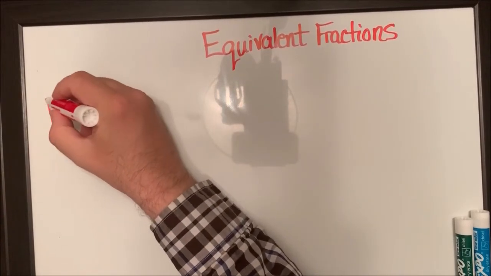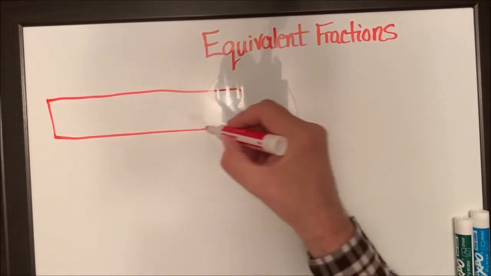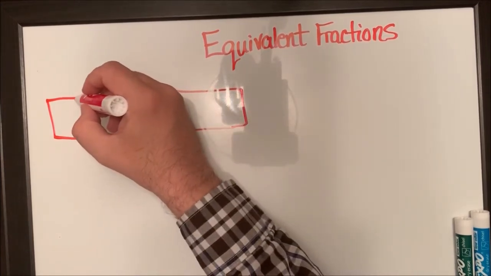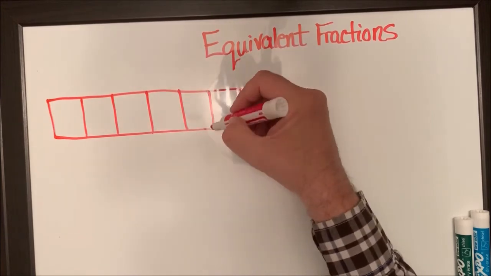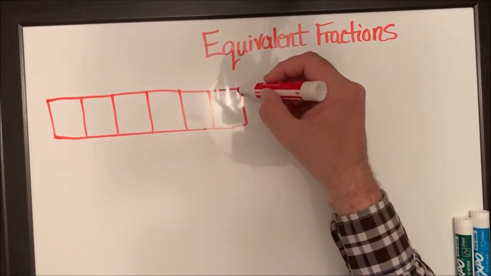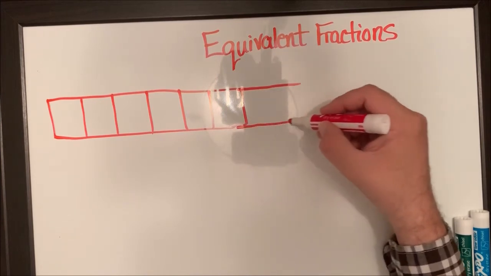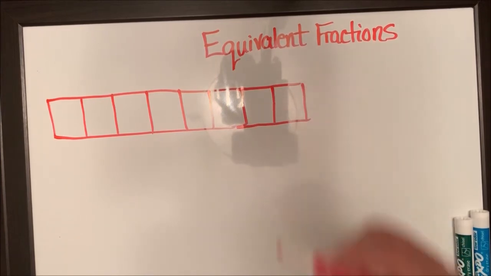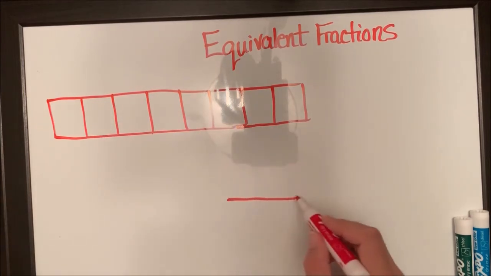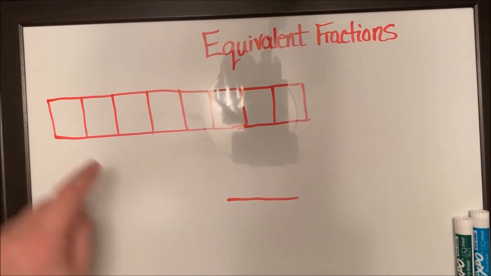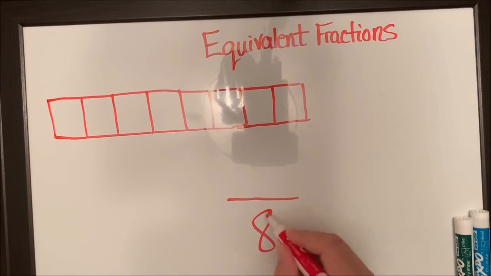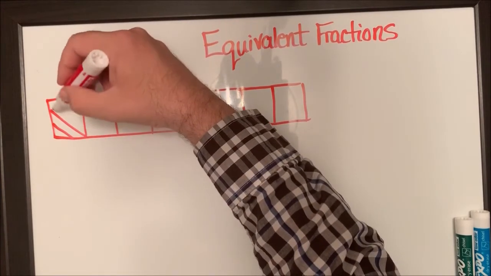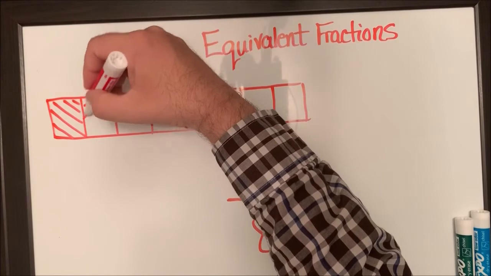Let's do a long rectangular pizza this time because it might be easier to see it. And on this pizza, I'm going to have 1, 2, 3, 4, 5, 6. Okay, we're going to pretend all these slices are equal. So the total number of equal slices: 1, 2, 3, 4, 5, 6, 7, 8. And I'm going to eat 2 slices a day.